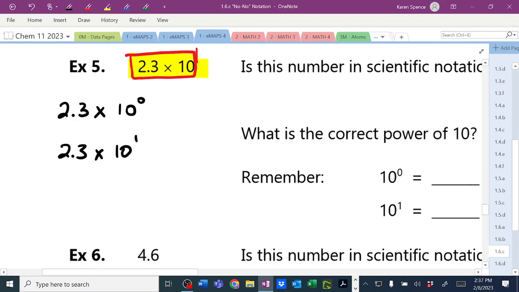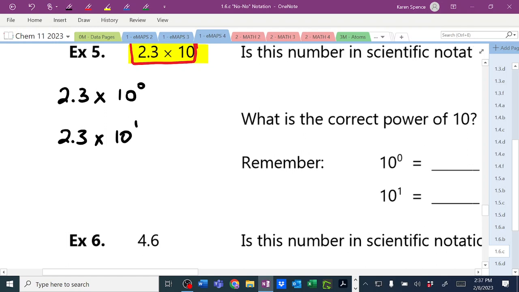Well, let's think. Remember, what does 10 to the 0 equal? 1. Okay. What does 10 to the 1 equal? 10. So this number here would equal 2.3 times 1. Is that what we started with?